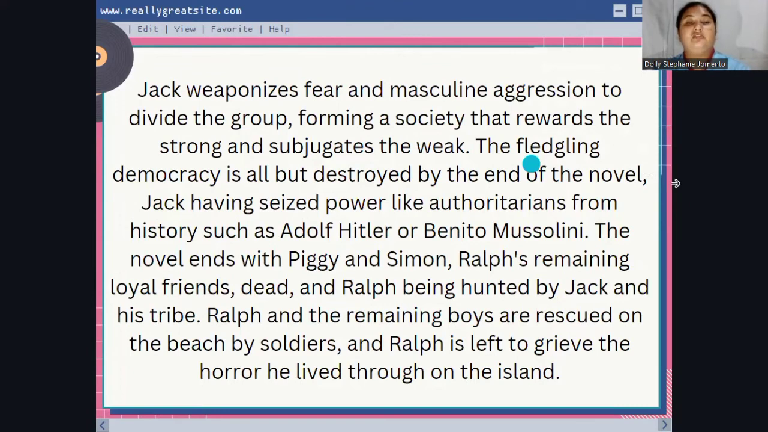In here you can see that Jack weaponizes fear and masculine aggression to divide the group, forming a society that rewards the strong and subjugates the weak. The fledgling democracy is all but destroyed by the end of the novel. Jack, having seized power like authoritarians from history such as Adolf Hitler or Benito Mussolini, the novel ends with Piggy and Simon, Ralph's remaining loyal friends, dead, and Ralph being hunted by Jack and his tribe.